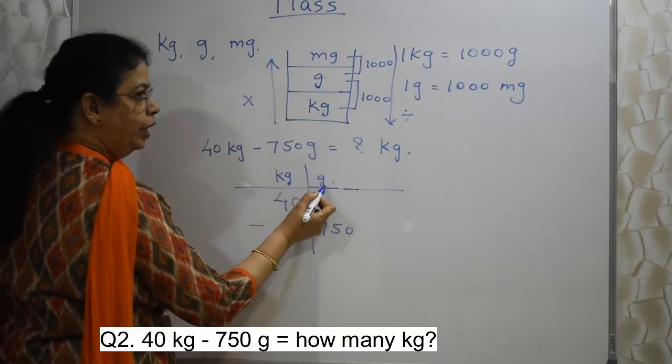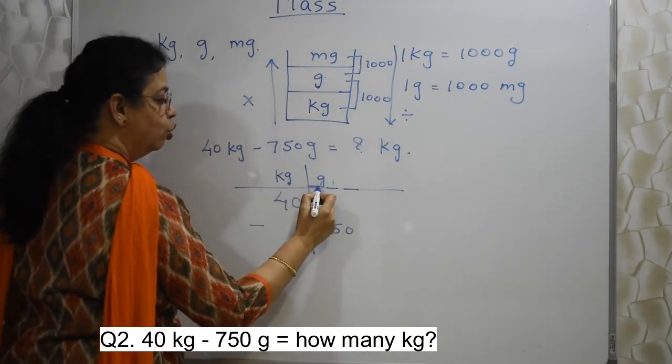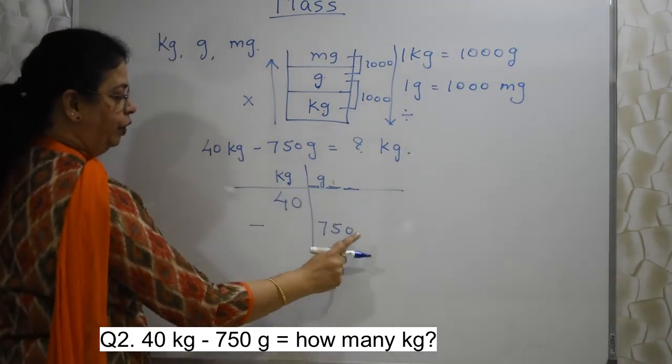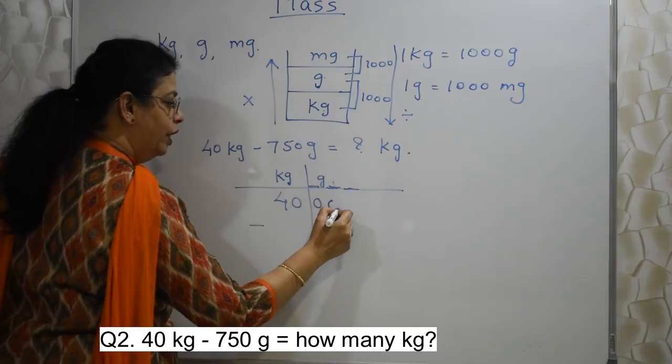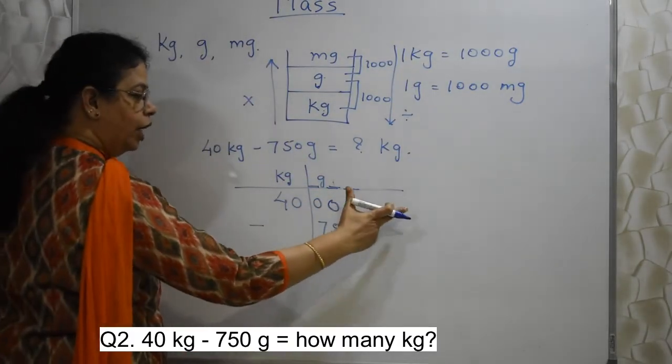1 kg is how many grams? 1000. 1000 has 3 places, 3 zeros. So gram can have 3 places only. That's why they have given this 750. Here with 40, I don't have any grams, so I can write 3 zeros. I cannot write 2 zeros, I cannot write 4 zeros.